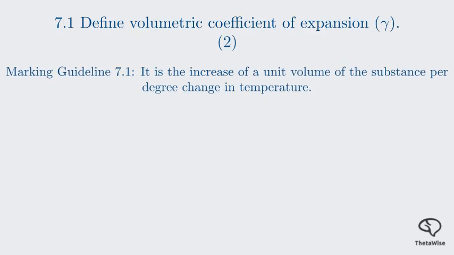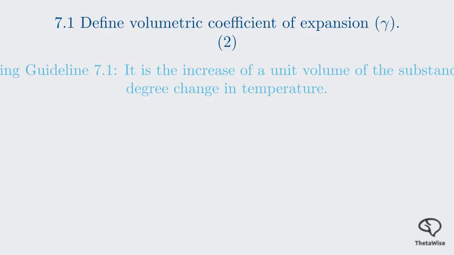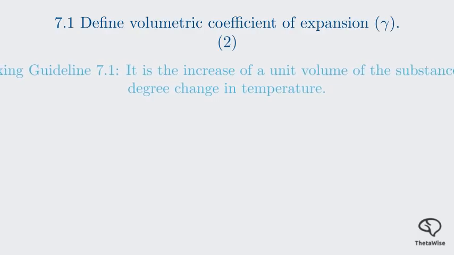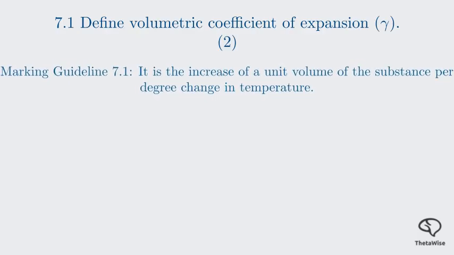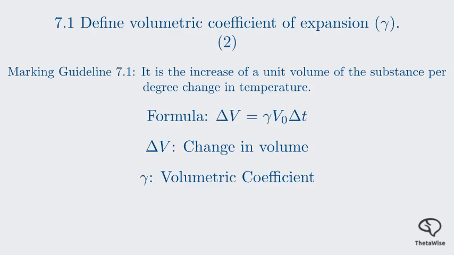Let's break that down. The volumetric coefficient of expansion, represented by the Greek letter gamma, is a measure of how much a substance's volume changes for each degree its temperature changes. In other words, it quantifies how well a material expands in 3 dimensions when it's heated, or contracts when it's cooled. The formula that includes gamma is the volumetric expansion formula.